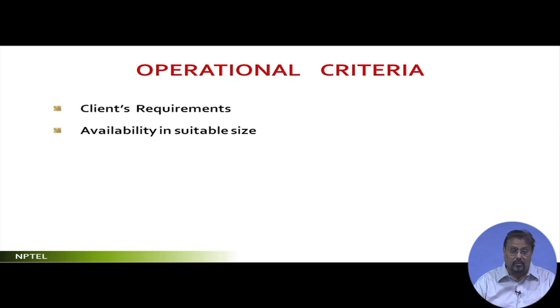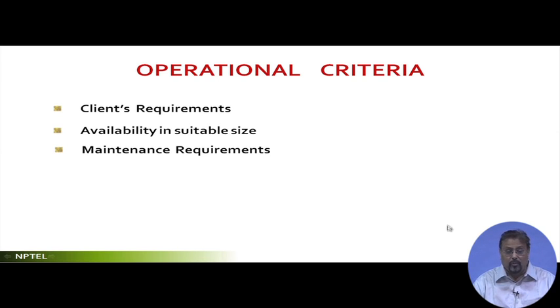Availability in suitable size. You require a plant in a locality. Is it available? It may so happen that you have to select these plants and get them from somewhere else. So the availability is important.